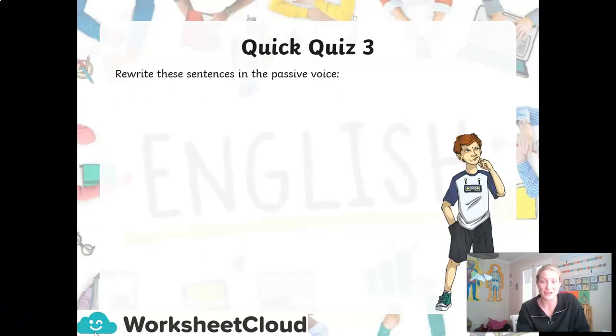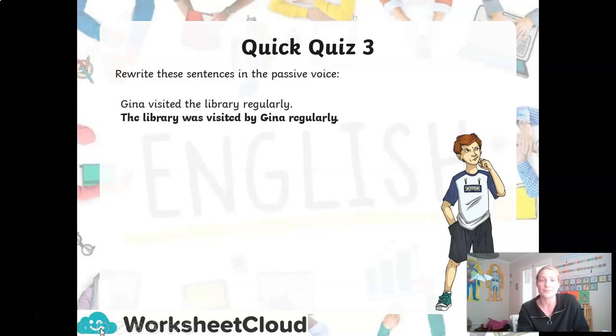Okay, my third quick quiz activity is to rewrite these sentences in the passive voice. So they are in the active voice, and I want you to give them to me in the passive voice. The first one is Gina visited the library regularly. So here's the passive voice. The library was visited by Gina regularly. Okay, so now you know what you've got to do.